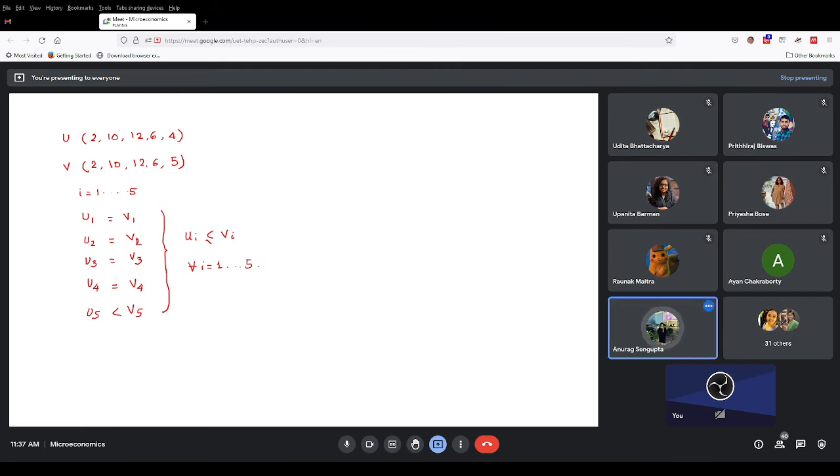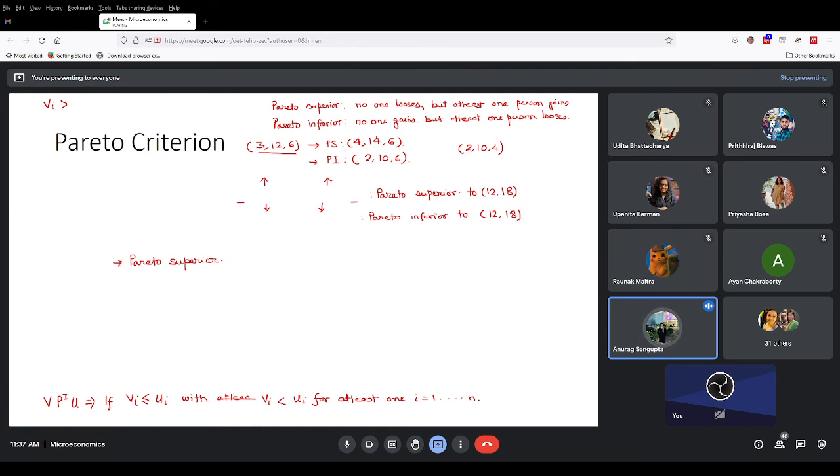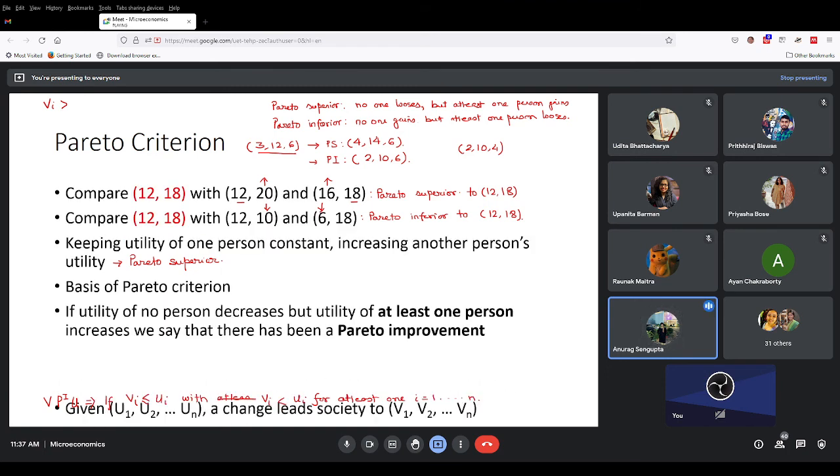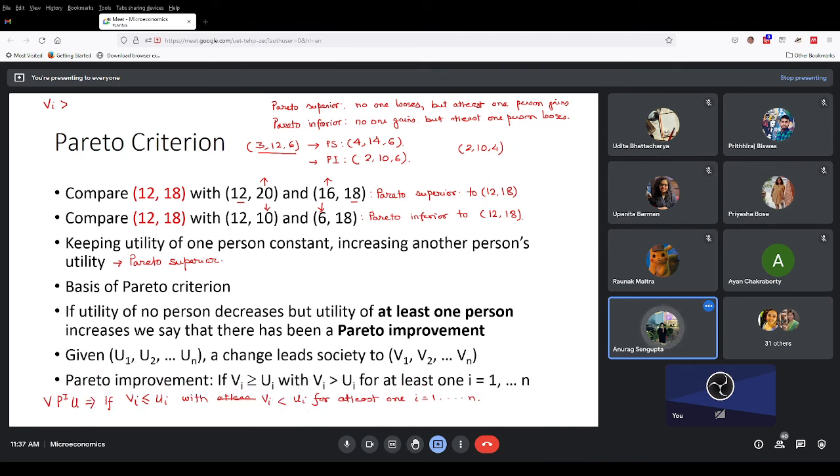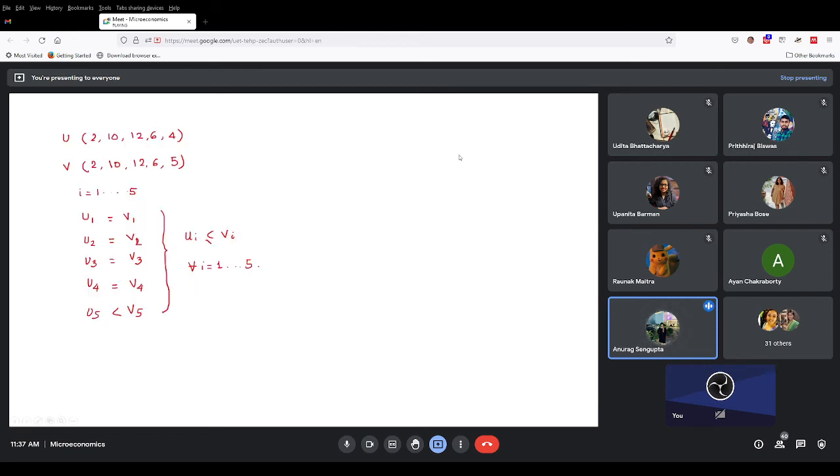Sir, I have a doubt. Could you go to that slide? So then, sir, 2, 10, 4. In this case, none of them are like 2, 10, 4 when we are comparing it with 3, 12, 6. Then in that case it will be just less than, right? Right. But in that case also there will be Pareto inferior.